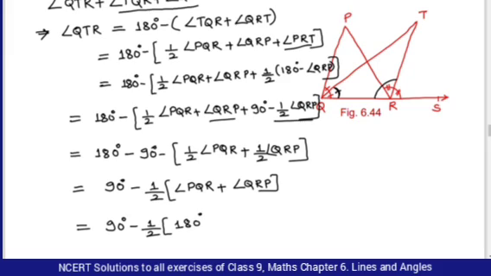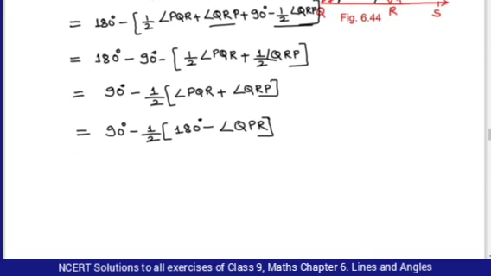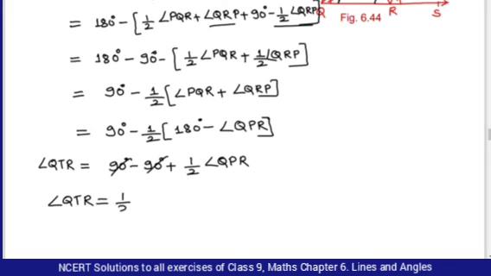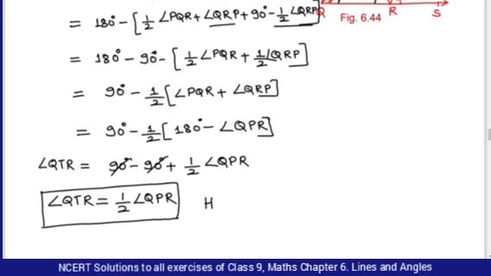So the sum of all the angles in a triangle is 180 degrees. Then it is equal to 180 minus angle QPR. Then angle QTR is equal to 90 minus 180 by 2, which is 90 degrees, plus half into angle QPR. Angle QTR is equal to, 90 gets cancelled, remaining is half of angle QPR. So this is what we had to prove here.